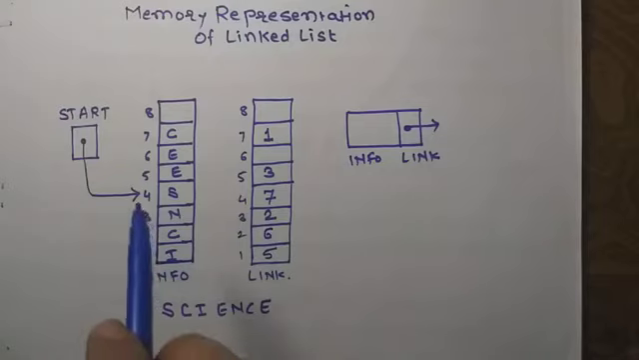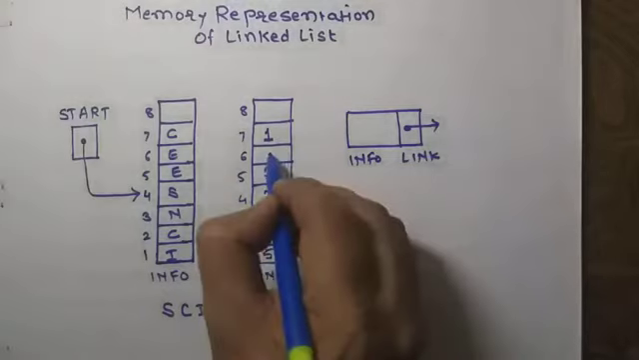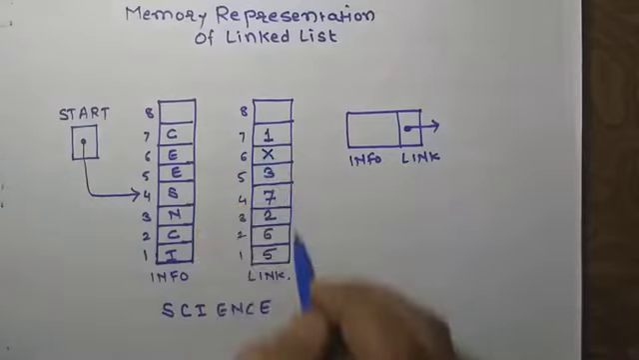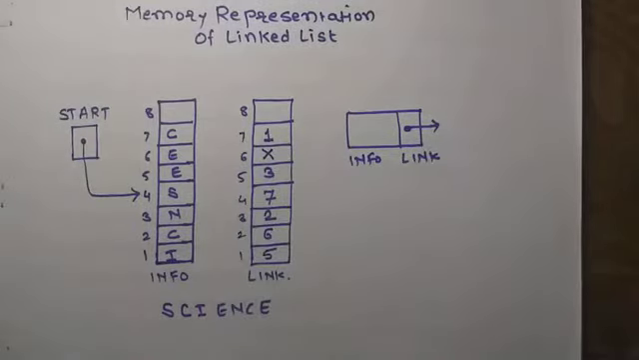Now what is link of 6? After E there is no character, so this is the last one. That's why link of 6 will contain the cross symbol. We call it a null pointer.